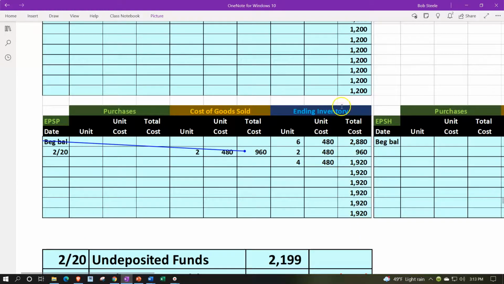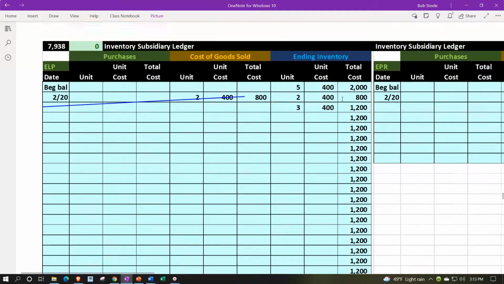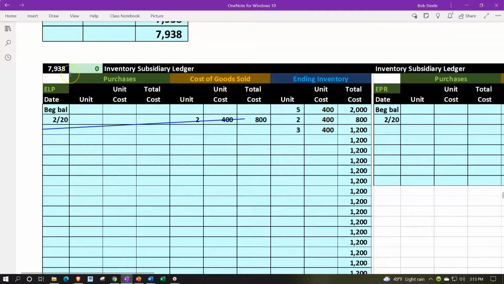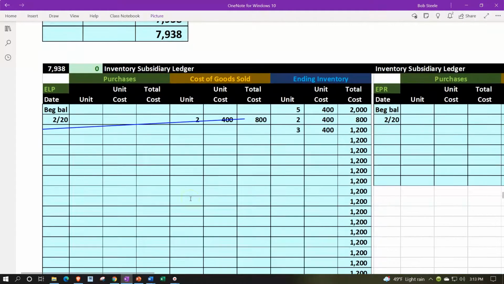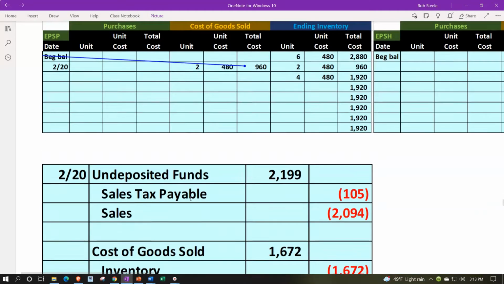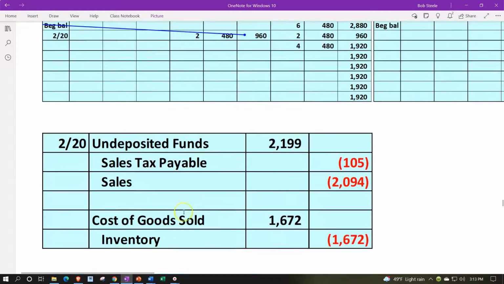$7,920. If we add up the ending unit costs for all the inventory items, it adds up to $7,938, which ties out to the general ledger as well. So that's us tracking where we're getting the information. A lot of that would be done behind the scenes within the QuickBooks software.